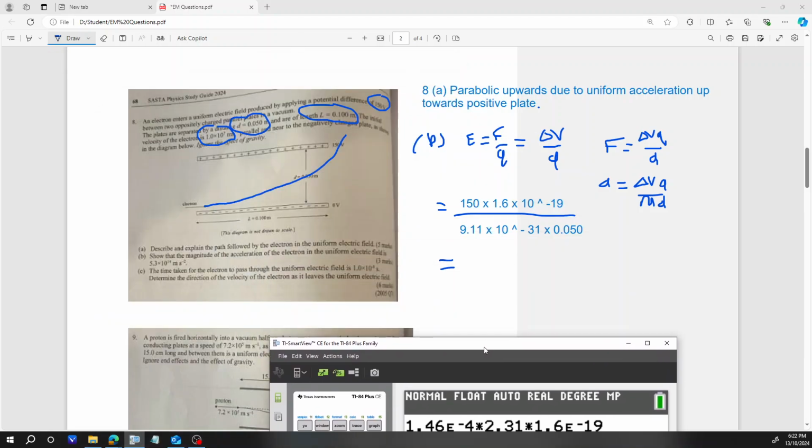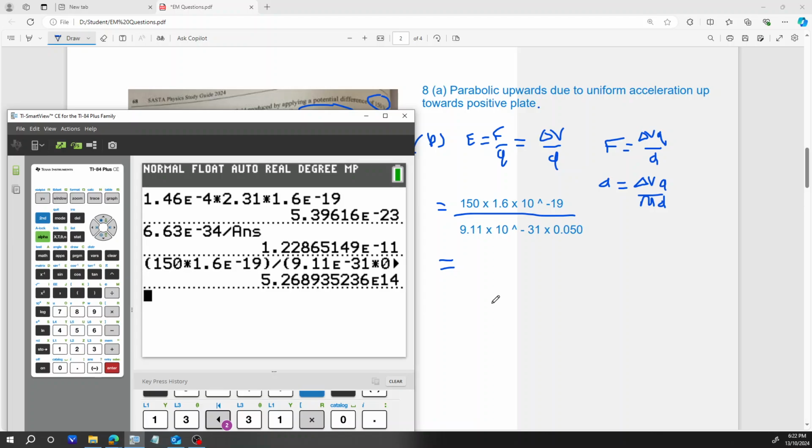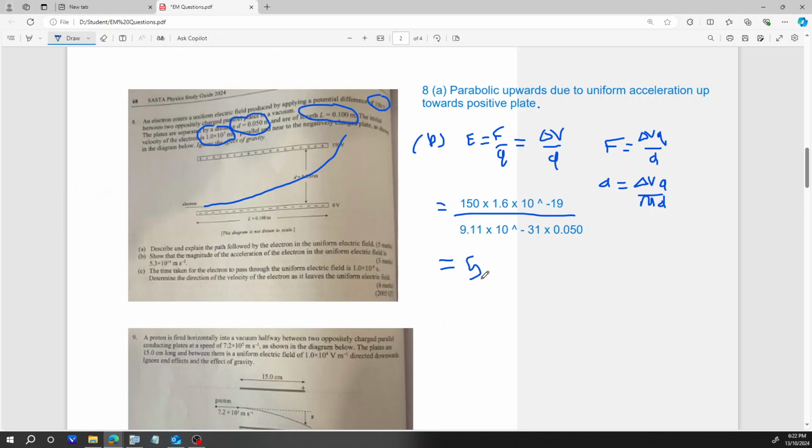5.27 times 10 to the 14. Yeah, that's all right. 5.7 times 10 to the 14 meters per second minus 2. Cool. All right, time taken for the electron to pass through the uniform electric field.